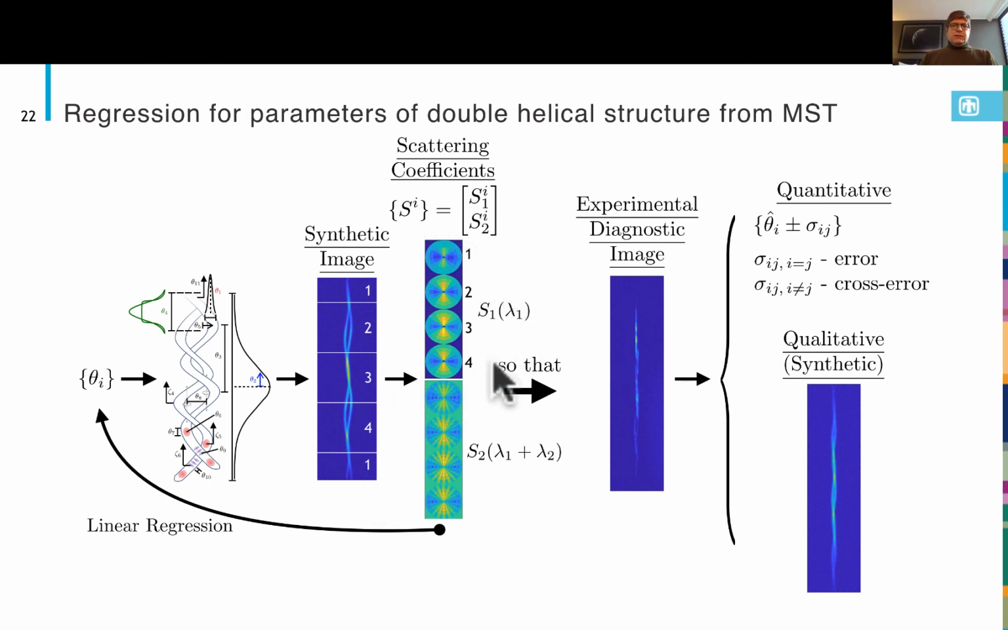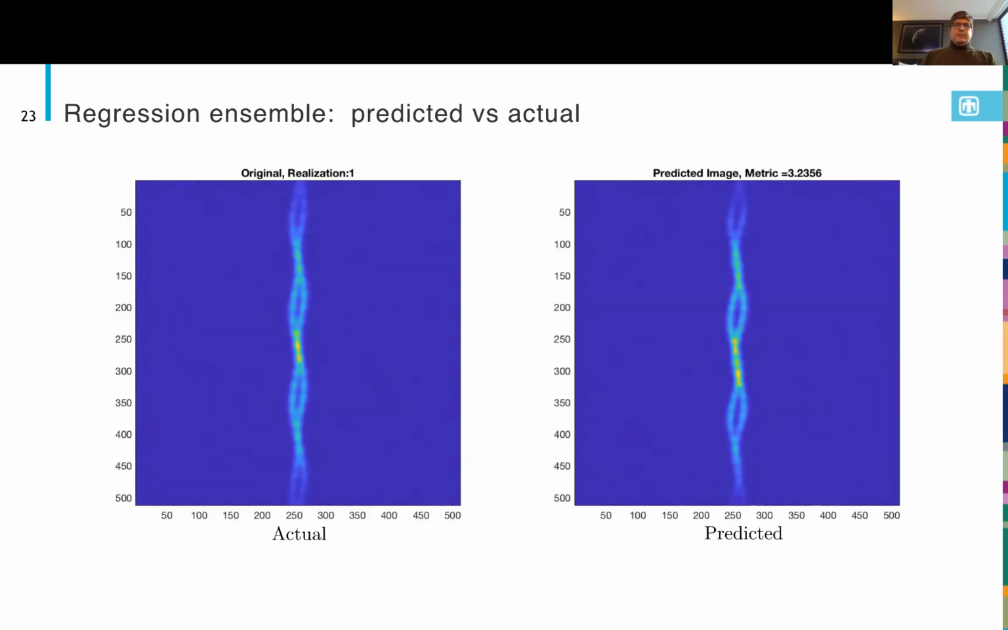Here you see the first and second order Mallat scattering coefficients. We then regress to be able to predict the thetas given the scattering coefficients, so that now if we're given an experimental diagnostic image, we can quantitatively estimate what the thetas are with an uncertainty.